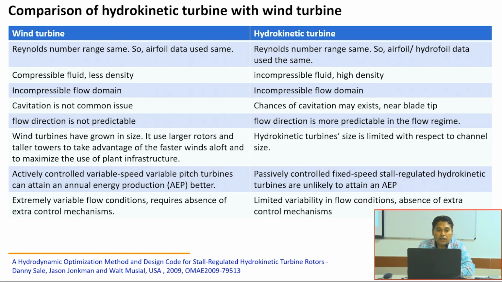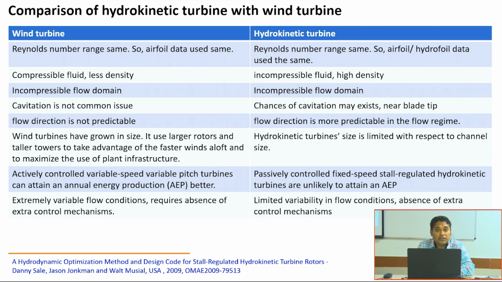control and monitor. Here we have seen that the Reynolds number range for both wind turbine and hydrokinetic turbine will be almost the same. So the structure of the aerofoil or the blade we can use the same, but based on the possible amount of power generation, the size may differ. That is a different issue. Now, for the wind turbine, we are using a compressible fluid, but the compressibility effect will not be there. But in the case of the hydrokinetic turbine, incompressible fluid will be there. Cavitation is not that prominent a problem in the case of the wind turbine, but cavitation may be possible in the case of the hydrokinetic turbine near the tip.